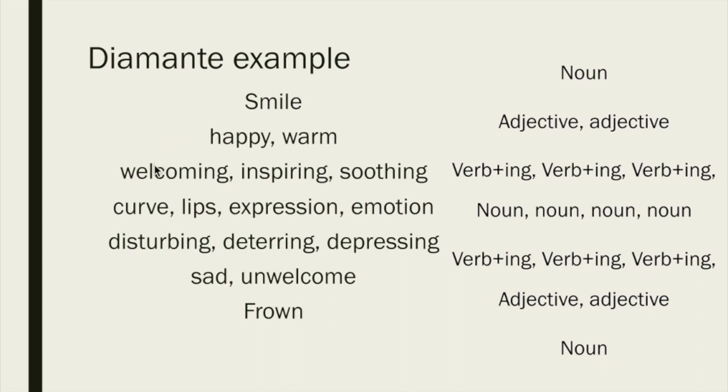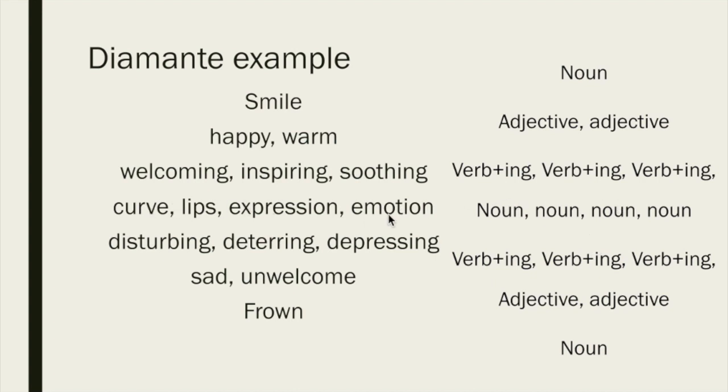In the next line are 3 verbs with ing. The next line has 4 more nouns. Then we have 3 ing verbs, 2 adjectives, and 1 noun. So you can see that this kind of goes in a pattern, and the pattern reverses. It's the same on both sides of this middle.